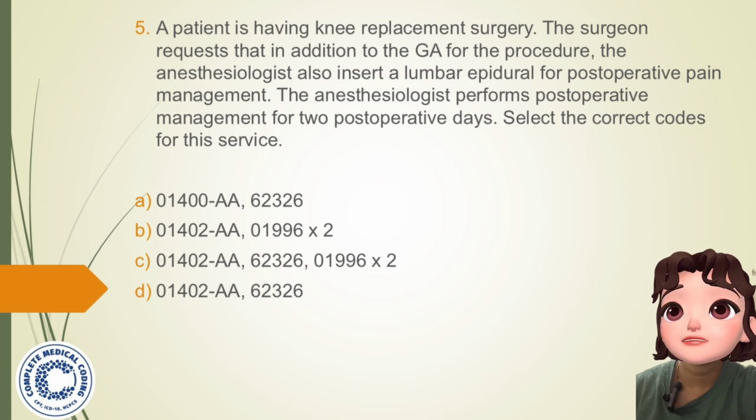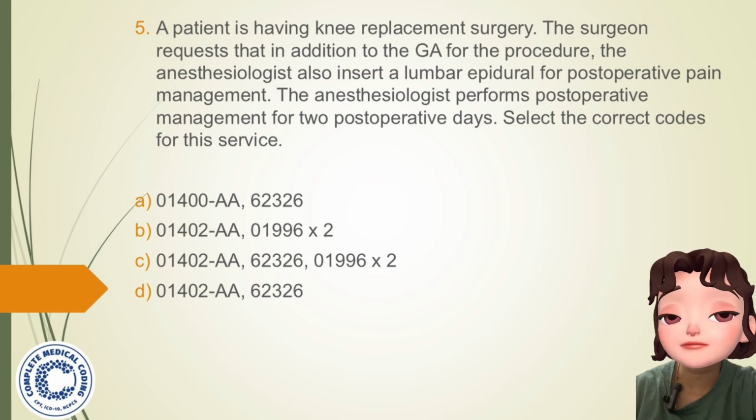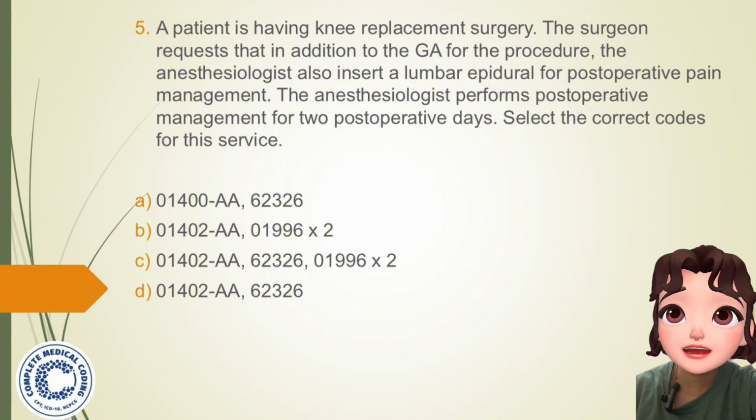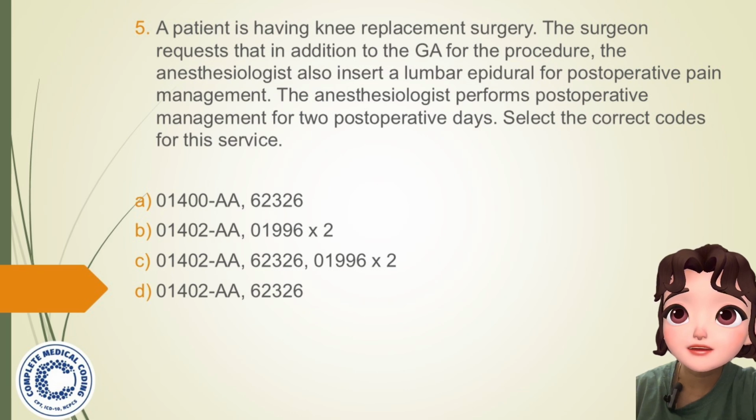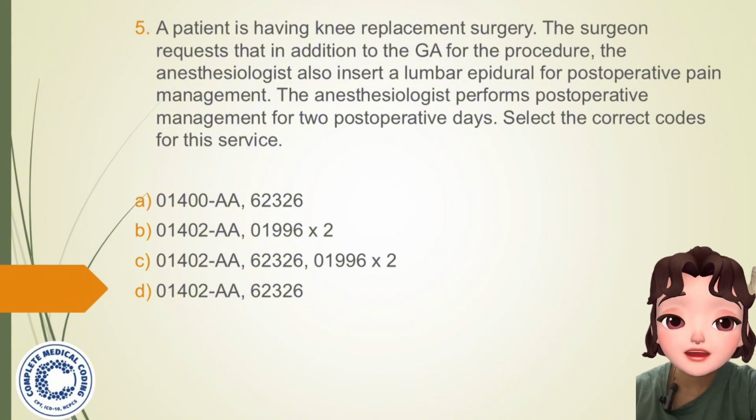Okay, so let's check the options one by one. What is the first CPT code? 62326. Here GA, general anesthesia, has been given. The surgeon requests that in addition to the general anesthesia, the anesthesiologist performs post-operative management, insertion of lumbar epidural, for 2 post-operative days. So these 2 codes we have to mention here.